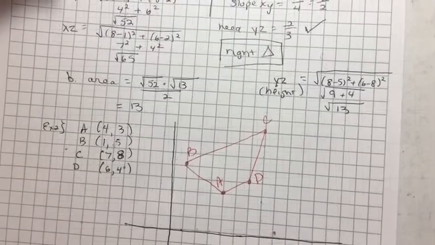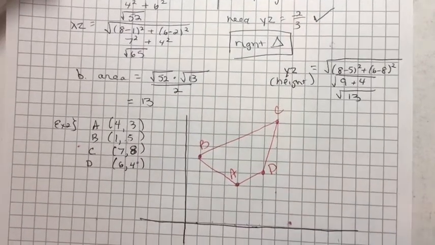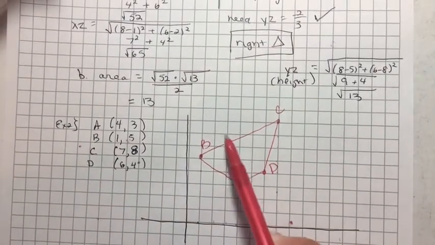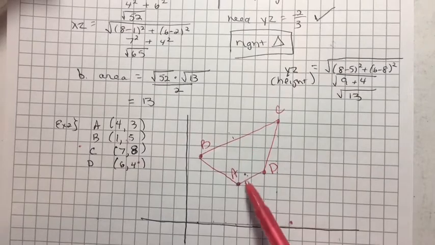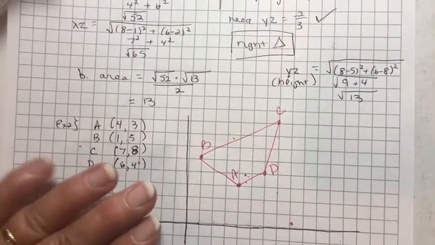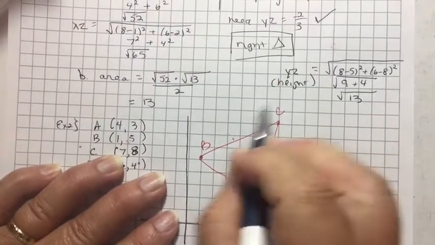Now clearly it's not a rectangle or a square, but I'm thinking maybe it's a trapezoid. Remember, in order for ABCD to be a trapezoid, I need one pair of opposite sides to be parallel. So if I could get these two to be parallel, I would have a trapezoid. Remember, parallel lines have equal slopes. So let's figure out the slope of BC.